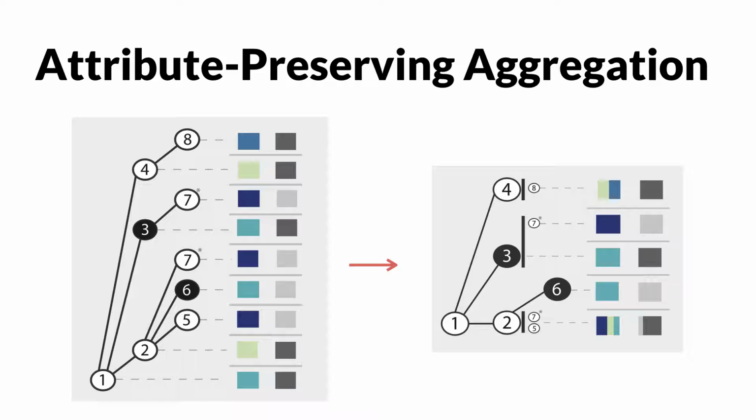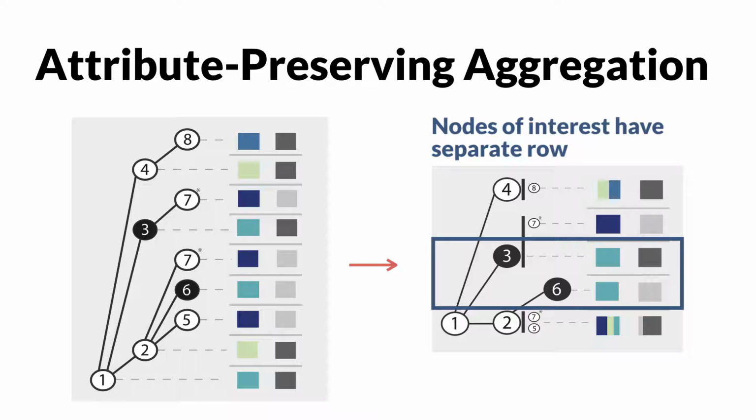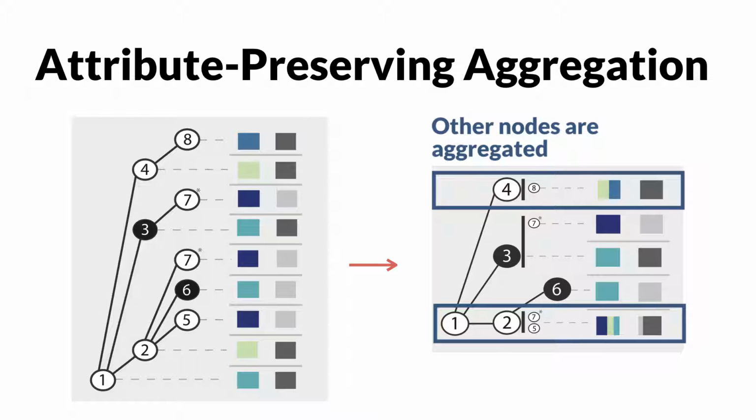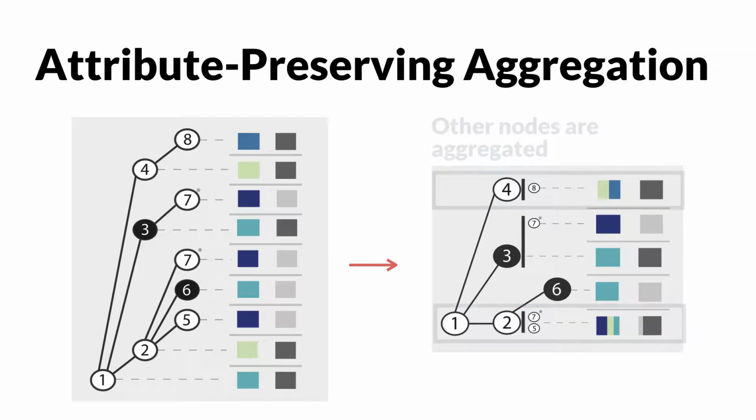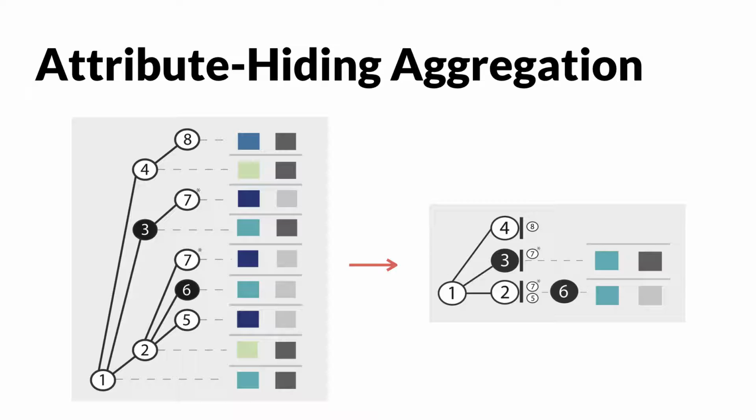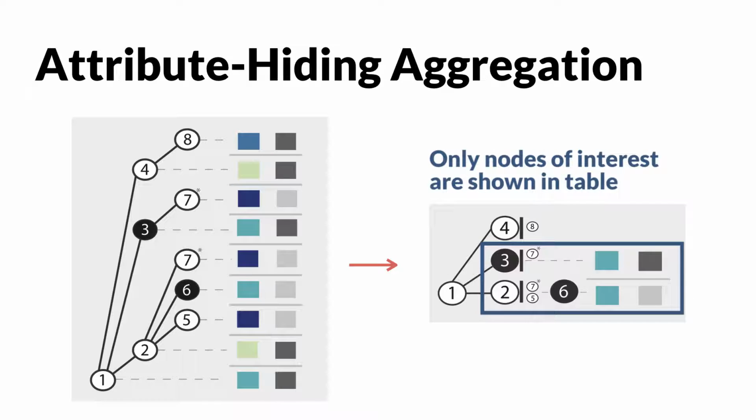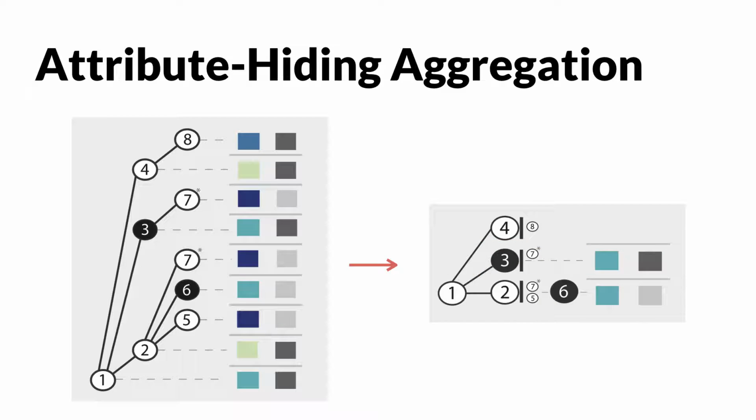To achieve this, we aggregate the tree using a binary degree of interest function that ensures that the attributes of our nodes of interest, the suicide cases, remain visible at all times. We use two different methods. Attribute preserving aggregation, as shown here, assigns each node of interest its own row and aggregates the other nodes of each branch into a row. A more aggressive method is attribute hiding. With this approach, only the nodes of interest are assigned unique rows in the table. All the other nodes are hidden behind these nodes and are not represented in the table.